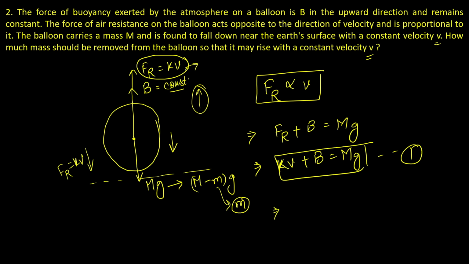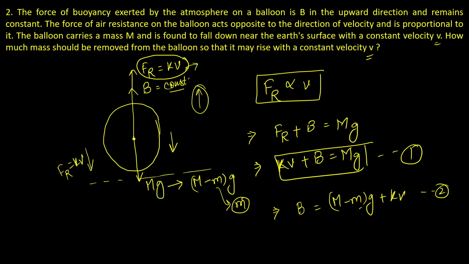So the new equation will have the same force in both the directions because it is again moving with a constant velocity. So we just have to equate the forces in both the directions now. In the upward direction the force is B only, and in the downward direction now the force will be (M minus m)g plus kv. So this is equation number 2.